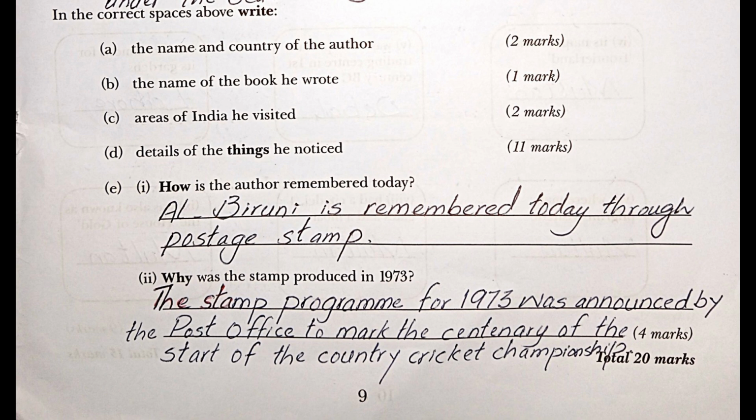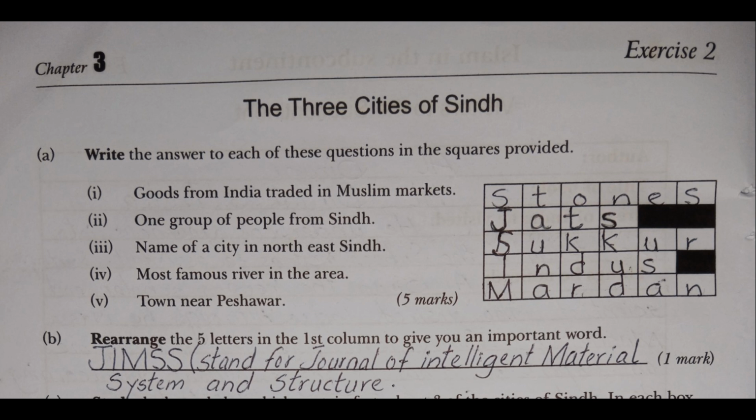2. Why was the stamp produced in 1973? The answer is the stamp program for 1973 was announced by the post office to mark the centenary of the start of the country cricket championship. The three cities of Sindh.